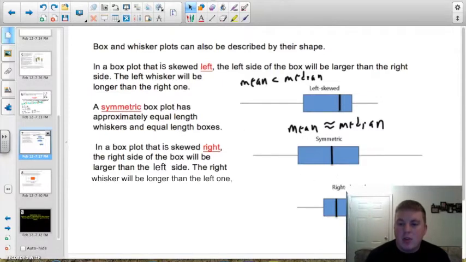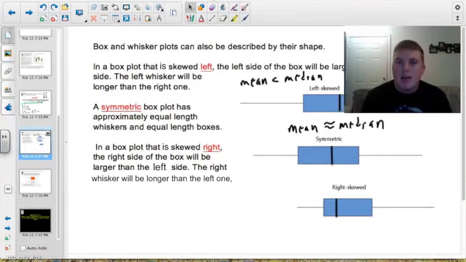I'm going to try and drag my camera here so you can see down there. That way I'm not blocking your view.